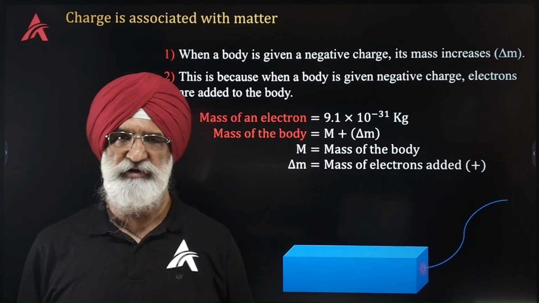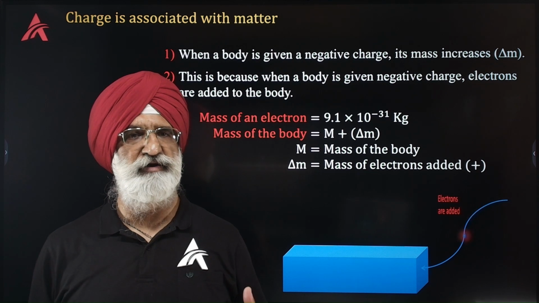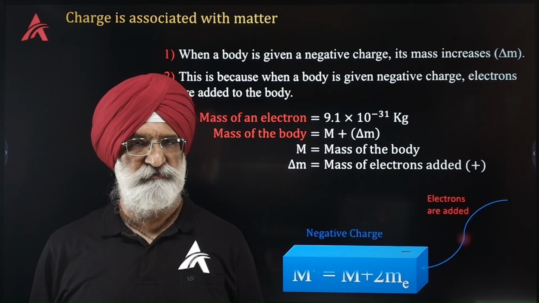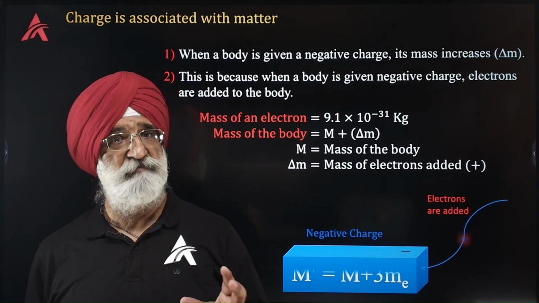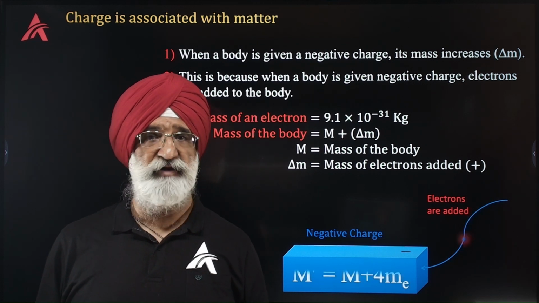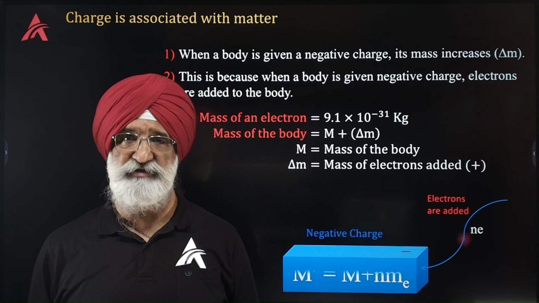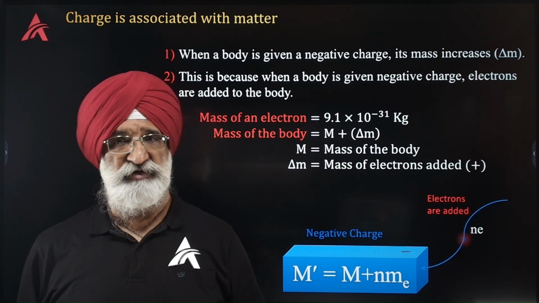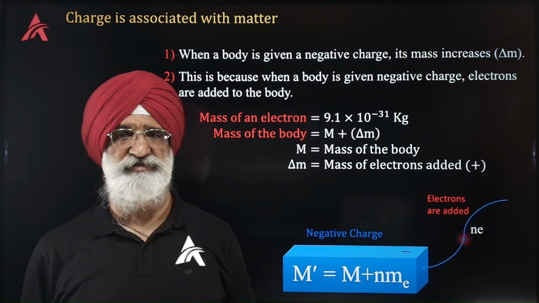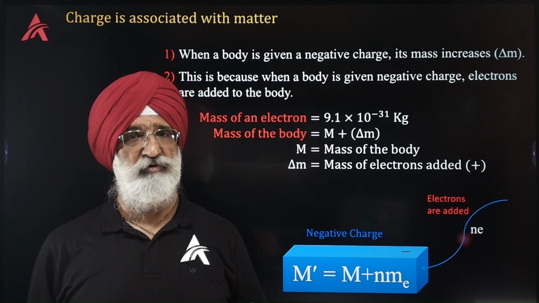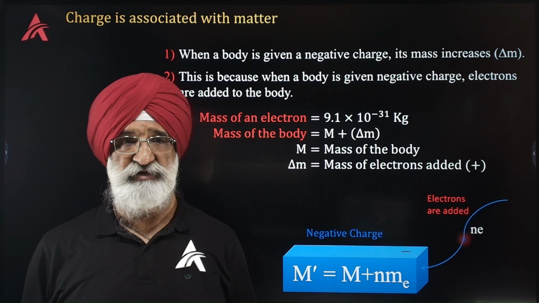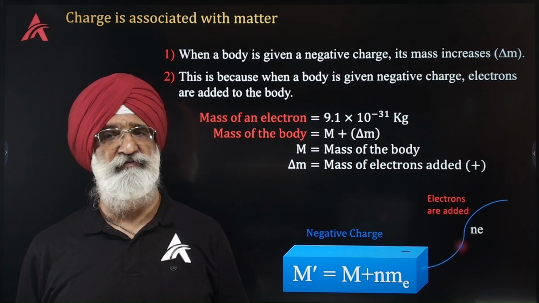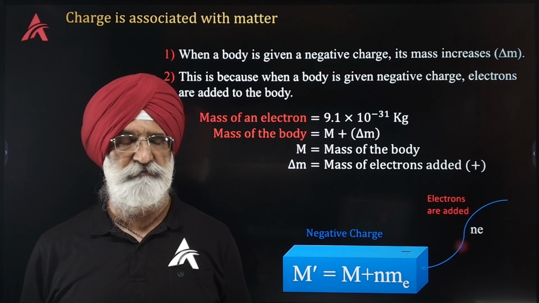A neutral body can be transformed into a negatively charged one by adding electrons to it. Since electrons have mass, approximately 9.1 × 10⁻³¹ kg, adding electrons to a body results in an increase in its mass. Therefore, when a body is given negative charge, its mass increases by an amount equal to the total number of electrons which has been added to it.